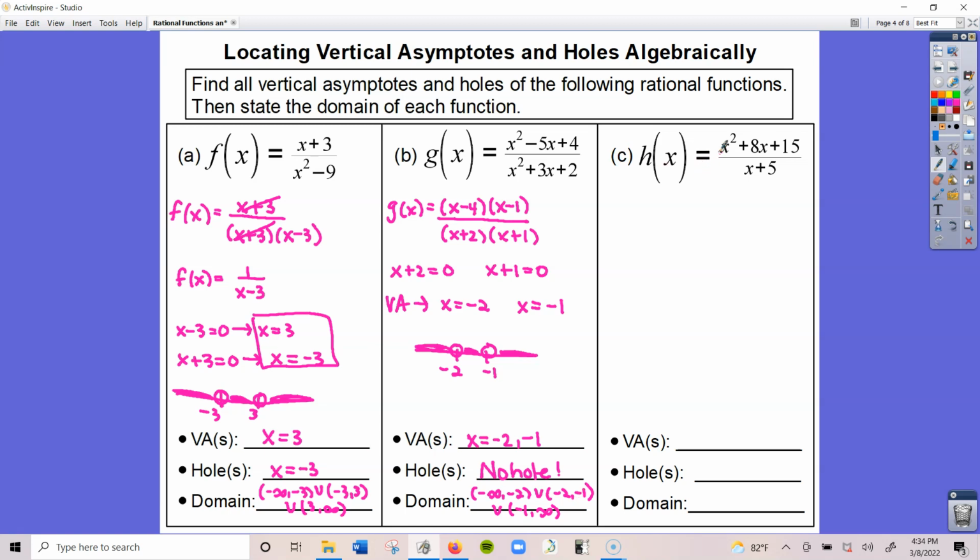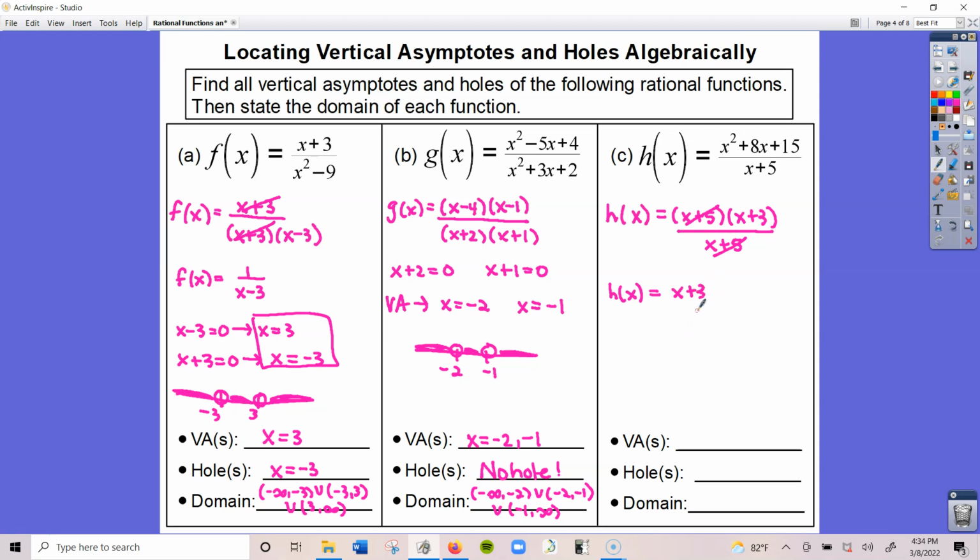Over here we have h of x is equal to x squared plus 8x plus 15 over x plus 5. So let's go ahead and factor. The numerator is going to be x plus 5, x plus 3, over x plus 5. Now you see here that the x plus 5's cancel out. And so my simplified rational function is now x plus 3. And if there's nothing left over, either in the numerator or the denominator, that's just a 1. So over 1, which we don't really need to ever write.